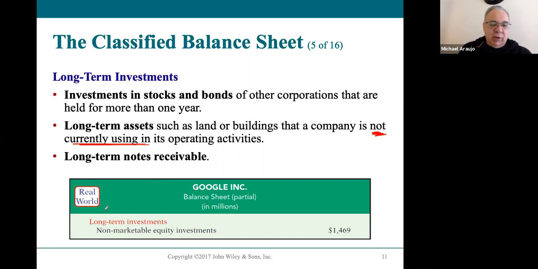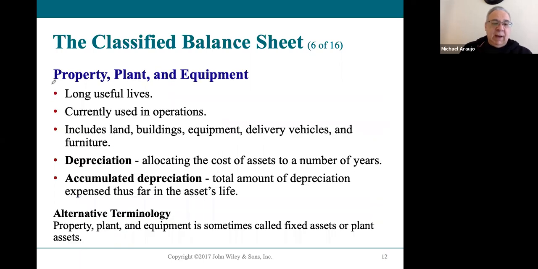As you see, Google here has some equity investments. The word equity is synonymous with stock or shares of ownership. So they clearly have shares, they've purchased shares of stock for the long term in other companies. Again, property, plant, equipment, very important classification. This is in every balance sheet you're ever going to see.